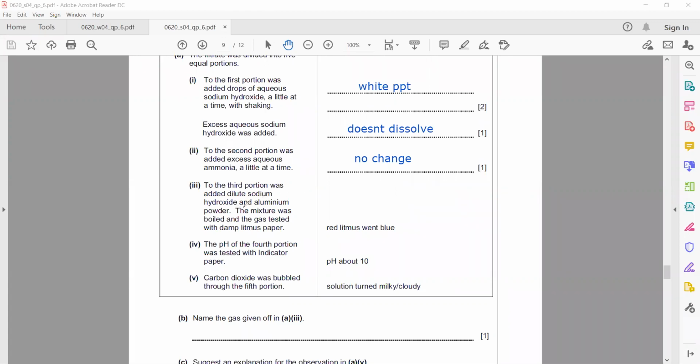To the third portion, we add sodium hydroxide and aluminum powder. That is a test for nitrate ion. Red litmus paper turns blue because of ammonia gas released, and the ion which is present is nitrate. We know all nitrates are soluble, so compound D is calcium nitrate. How do we conclude this? Because D is soluble and all nitrates are soluble, D should be calcium nitrate.